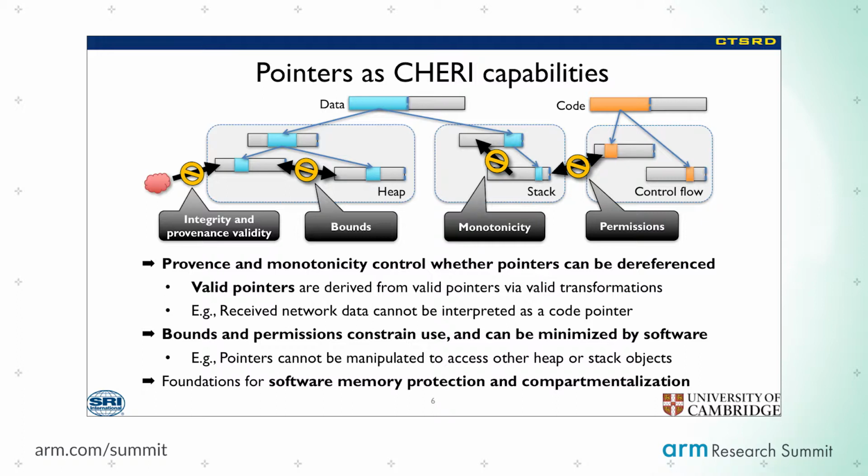And if we have that, we have this inductive set of rules that say valid pointers are simply prior valid pointers that have been transformed in a valid way. So the hardware is going to maintain these invariants. You cannot generate a pointer that you can dereference in the hardware unless it's been suitably derived according to the rules. And this is going to let us do things like prevent network data from being interpreted as a pointer. You simply cannot inject a pointer into the system via normal data. We then use bounds and permissions to constrain how the pointers are used, and this is going to be managed by software. The goal is to minimize the permissions and the bounds, because every time you do that, you limit the ability of the attacker to exploit the existing configuration of the system in order to gain privilege.